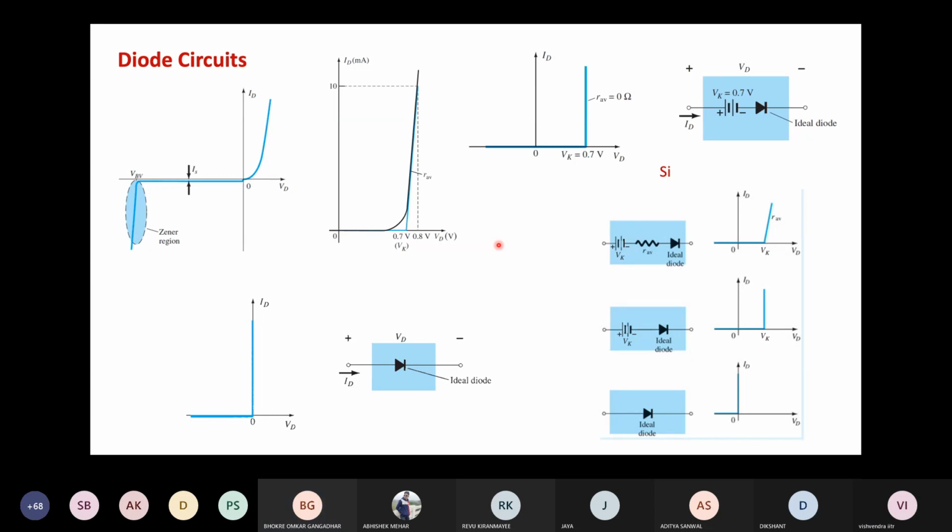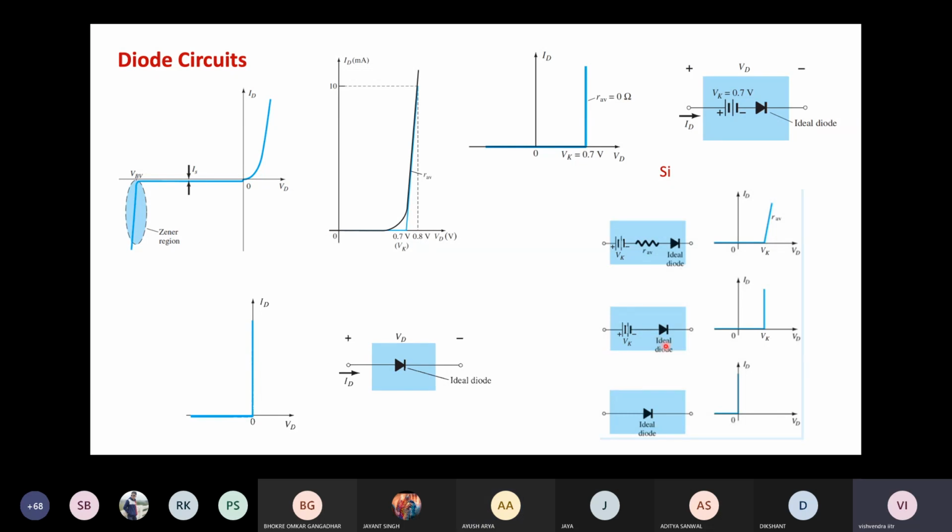Student: Sir, why is the slope written as 1 by R average? Sir, why have we written the diode to be ideal in the second diagram? This one or this one? In the right upper side, there are these three diagrams, the second one. Yes, sir.